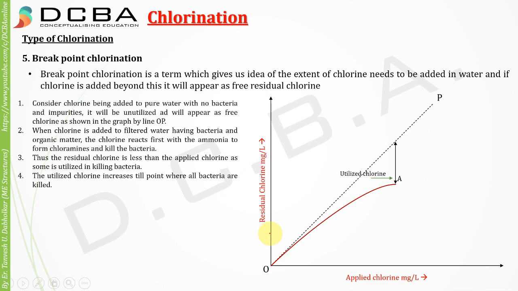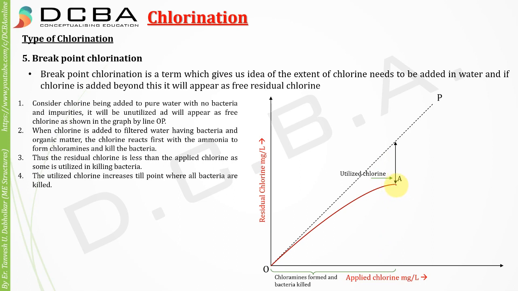So till point A, the entire chlorine is used to react with the bacteria and pathogens that are there in the water, and it is also used to form the chloramines. So till this point A plus the inorganic matter, chloramines formed and bacteria is killed, and inorganic matter, if it is there, is reacted with. So this much chlorine is used there.